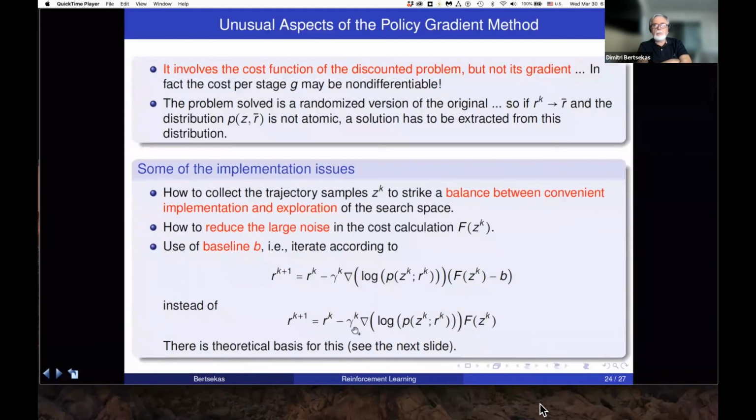And the theoretical possibility is to have this gamma K go down to zero. It's a diminishing step size. And it has to go to zero at a certain rate. And that rate is O of 1 over K. So, okay, you reduce the step size according to the sequence 1 over K.